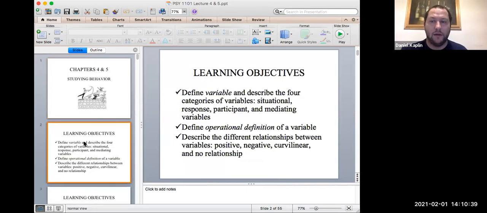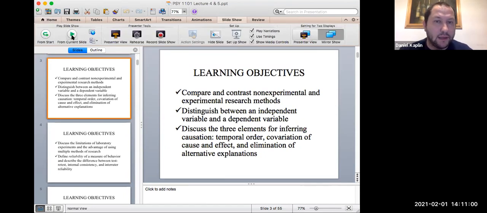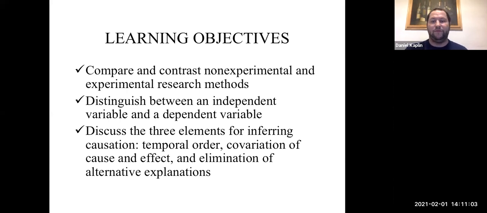All right, we're going to continue with our series on research methods. In this lesson, we're going to start talking about variables and the different kinds of variables that we have, operational definitions, what they are, different types of relationships one can have with research in terms of correlation, positive, negative, curvilinear, and no function. Then we'll compare non-experimental methods with experimental methods. And then we'll talk a little bit about reliability and validity.